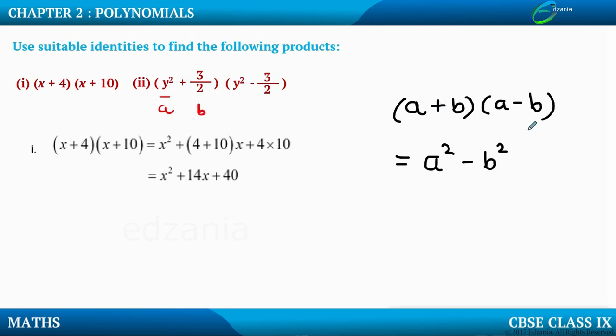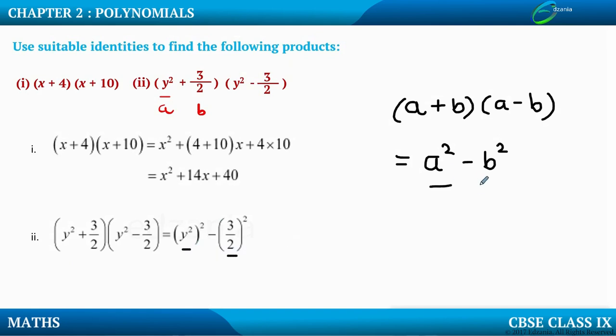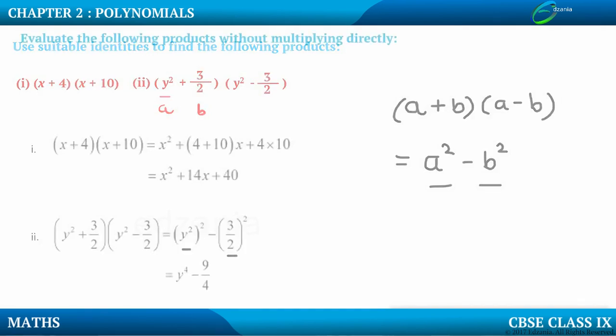What is the formula for a plus b, a minus b? We get a square minus b square, that is y square the whole square minus 3 by 2 the whole square. So y square the whole square will give us y raised to 4, and 3 square is 9, 2 square is 4. So y raised to 4 minus 9 by 4 is the answer.